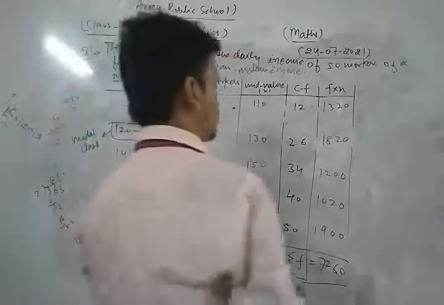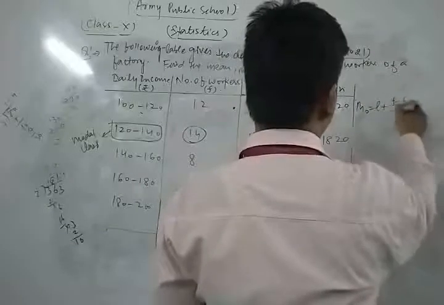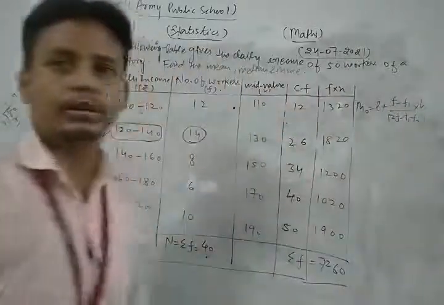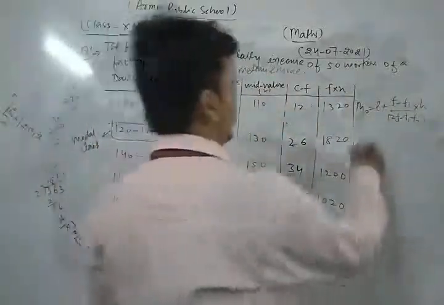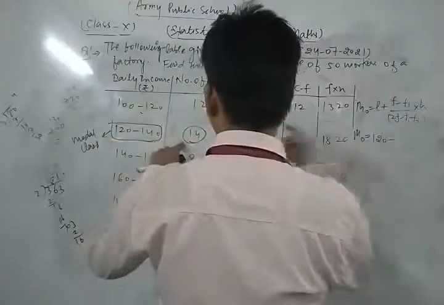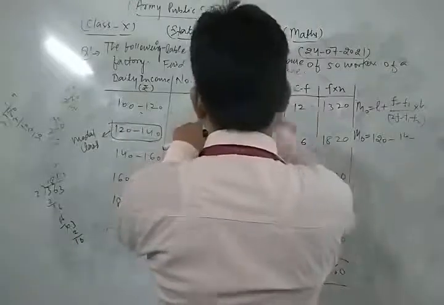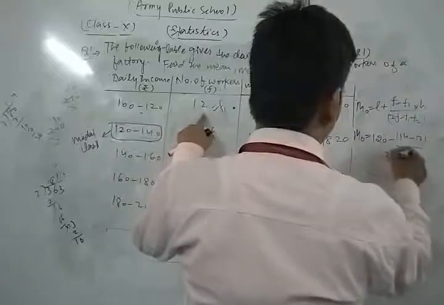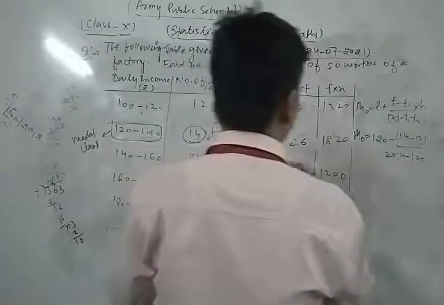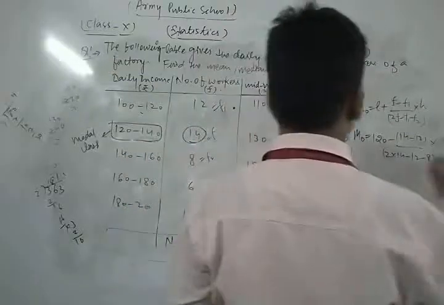So the mode of the given data, using the formula, is l plus f minus f1 upon 2f minus f1 minus f2 into h. This is the formula for calculating the mode of the given data. So look, mode is equal to the lower limit of the modal class, 120, plus the frequency of the modal class, 14, minus the frequency just preceding the modal class, f1, which is 12, upon 2 into 14 minus f1, which is 12, minus f2, which is 8, into the class size of the modal class, which is 20.